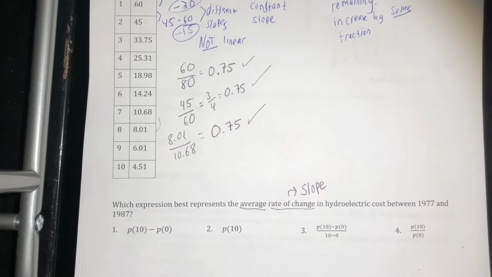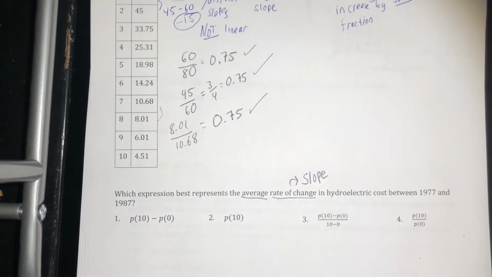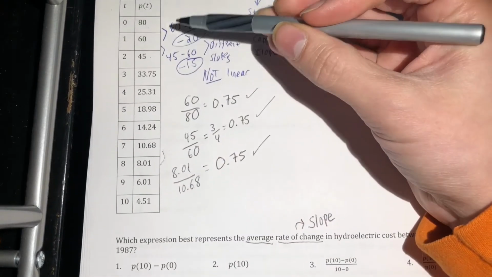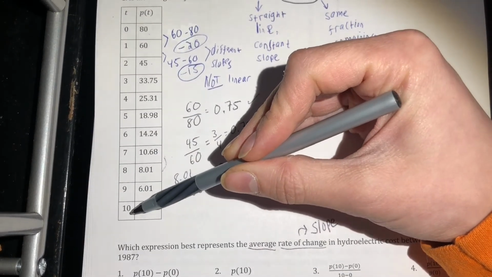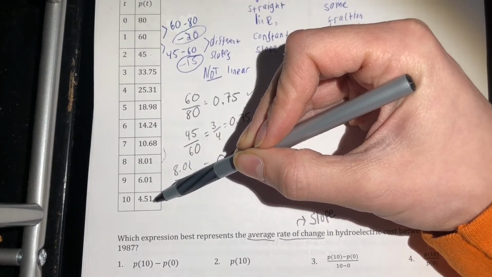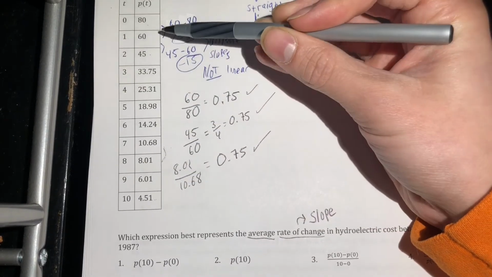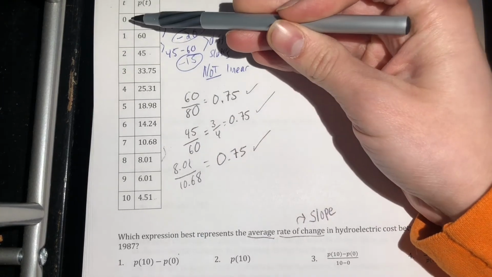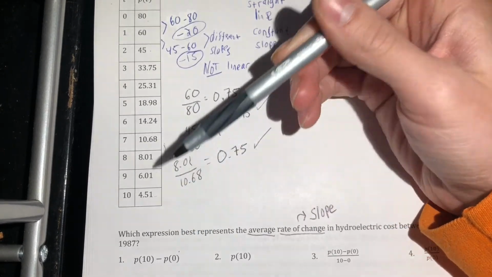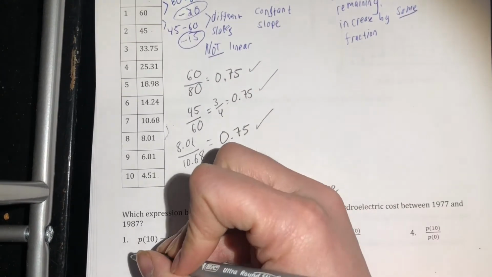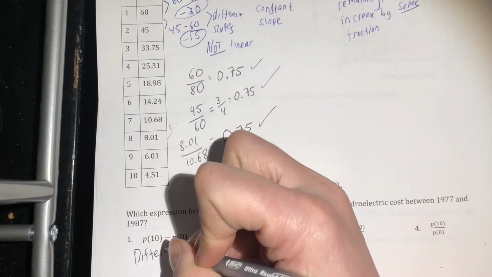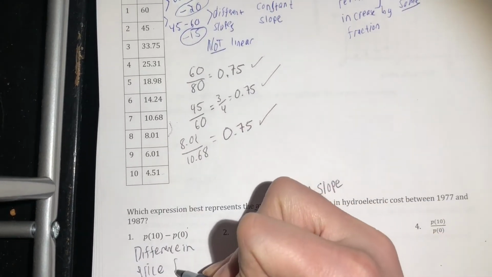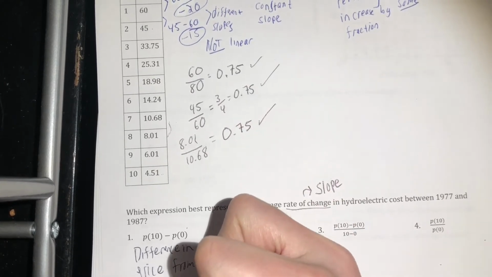All right, so you've had time to pause and look it over. So let's see, P of 10 minus P of 0. P of 10 is going to tell us when T is 10, so 10 years later, what's the price. And then P of 0 is the price at the beginning, in 1977. So that's the difference in price. That's just the difference, but that is not a rate of change.